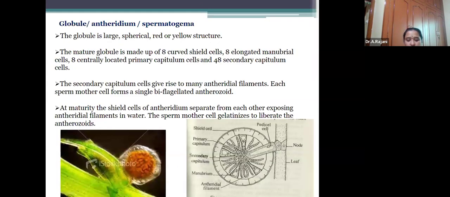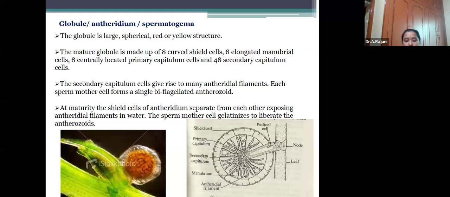Now, the sexual reproduction in Chara is oogamous type. The sex organs are called antheridia and oogonia. The male reproductive organ is called the globule, and the female reproductive organ is called the nucleus. At the node, the globule is present at the lower side and the nucleus is present at the upper side. Most species are homothallic, some are heterothallic.